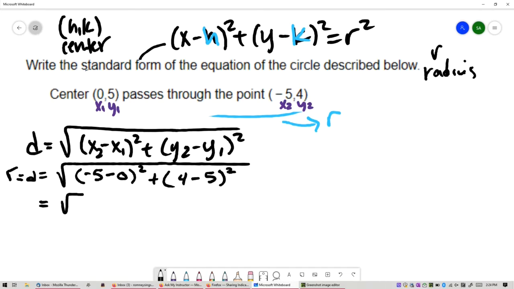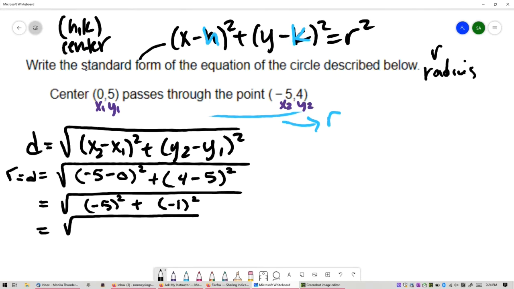We're going to simplify following order of operations. We do what's inside the parentheses first. Negative 5 minus 0 is negative 5. 4 minus 5 is negative 1. Negative 5 squared will be 25. Negative 1 squared is 1. We have the square root of 26 as our radius.